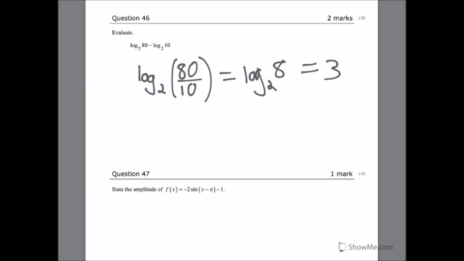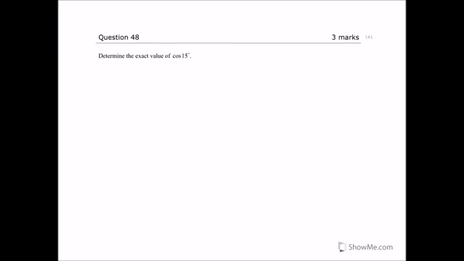State the amplitude. Amplitude normally of a sine function is 1. It's from the midpoint to the top, and this is stretching it by a factor of 2. The reflection doesn't matter, so the amplitude is 2. Not negative 2.